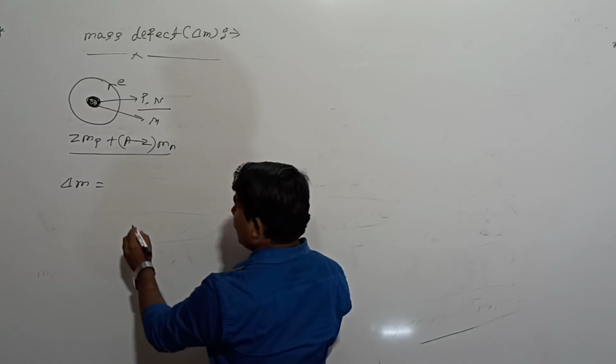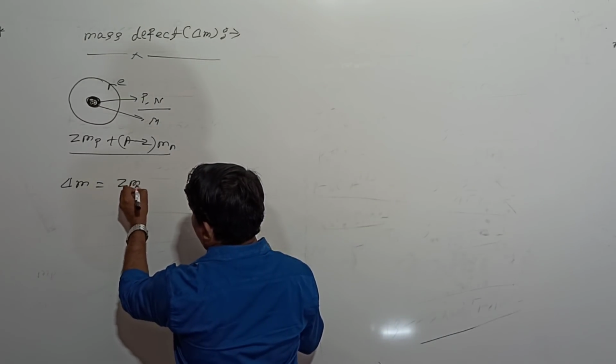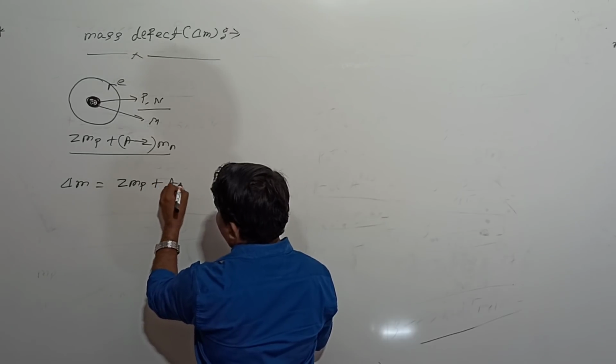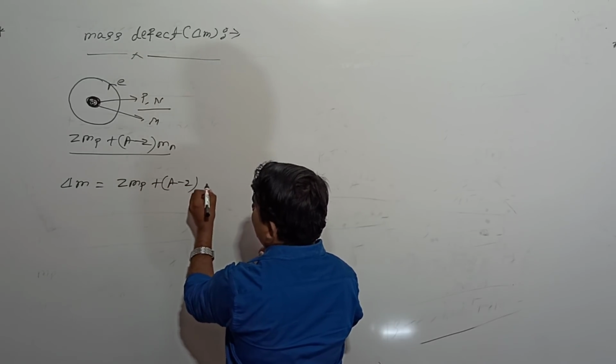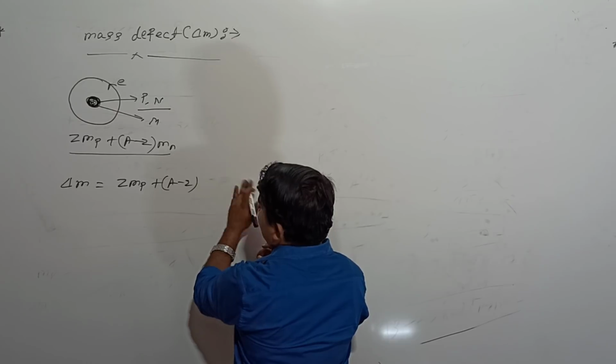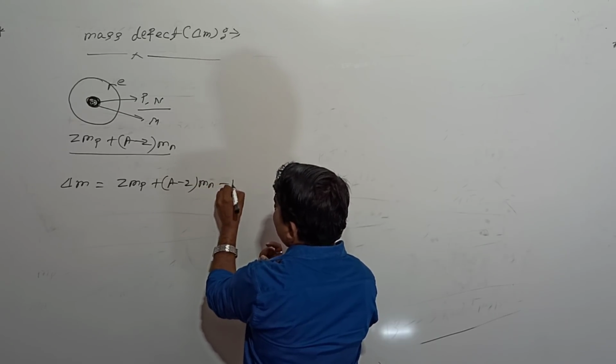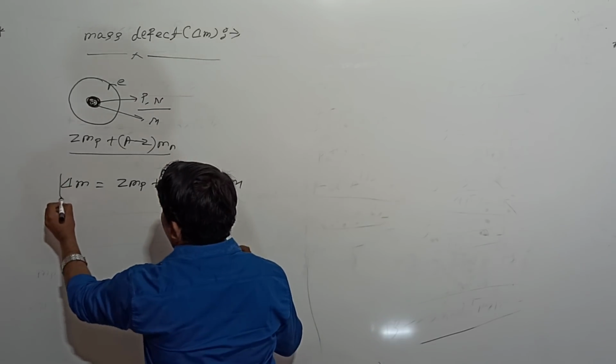What is the mass defect? The difference between the masses of the nucleons and the actual mass of the nucleus, this we are calling mass defect.